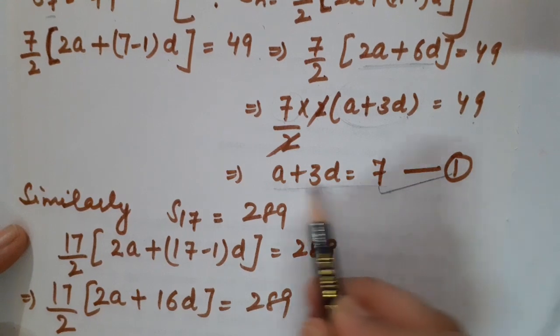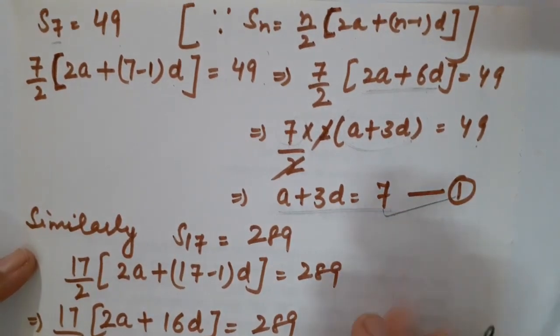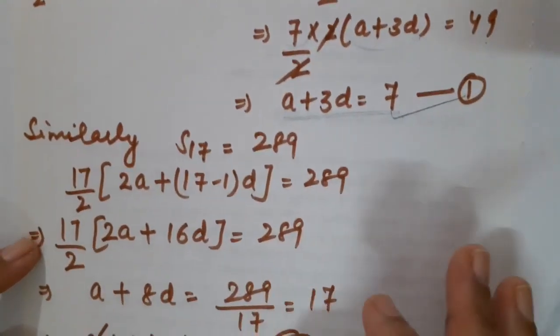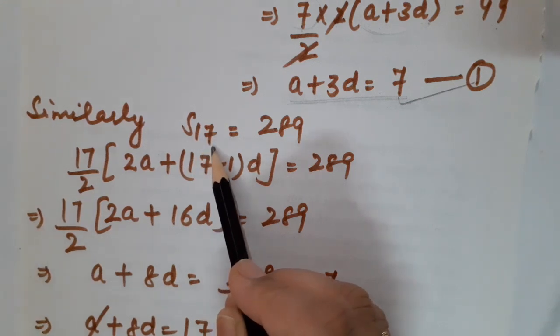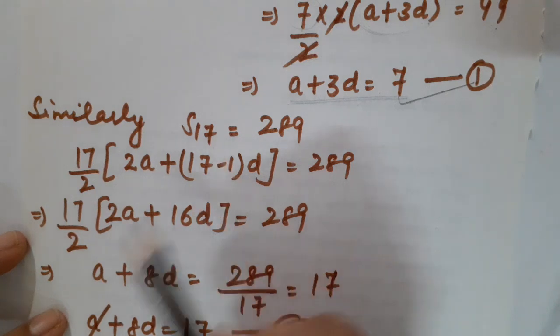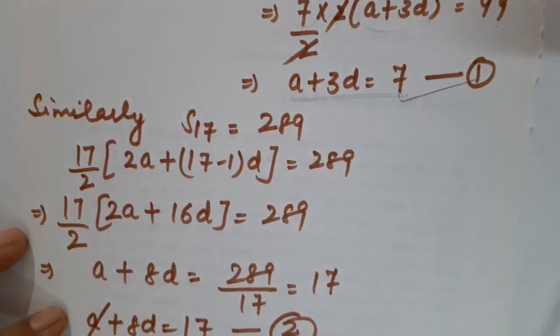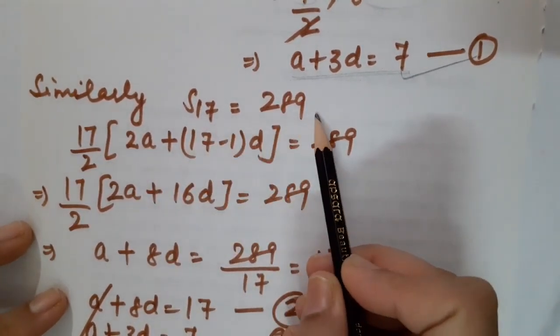Correct, student? As I explained, from S7 we are going to get one equation in two variables in the form of a and d. Correct? Now let us simplify S17 so that we can get another equation also. Then we will be having a pair of linear equations in two variables, so we can solve them and come to know the values of a and d. Correct, student? So S17 is equal to 289.